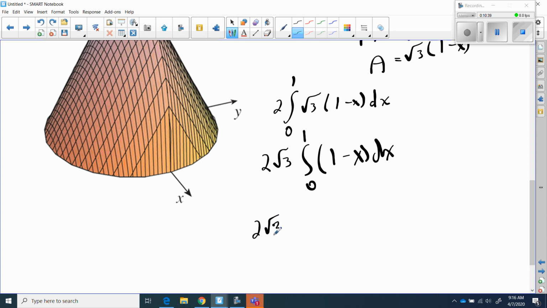So let's do the integral of this. 2 radical 3 will just stay there. The integral of the number 1 is just x. The integral of x is x squared over 2. And we're going to calculate that between the bounds of 0 and 1.